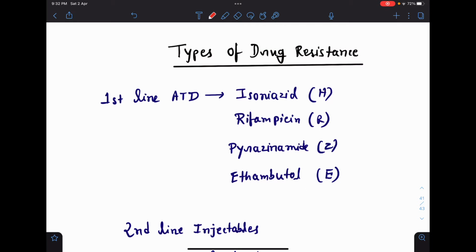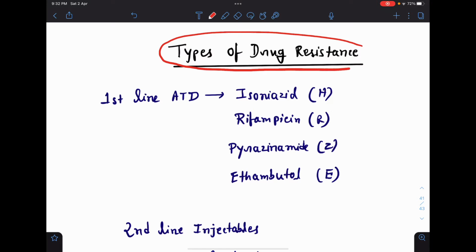Now let's talk about the type of drug resistance. Before we talk about the types of drug resistance, we need to know the different drugs, which will define the various types of drug resistance. So first line anti-tubercular drugs, among which we have isoniazid, rifampicin, pyrazinamide and ethambutol. These are the four first line agents against tuberculosis that we already know.